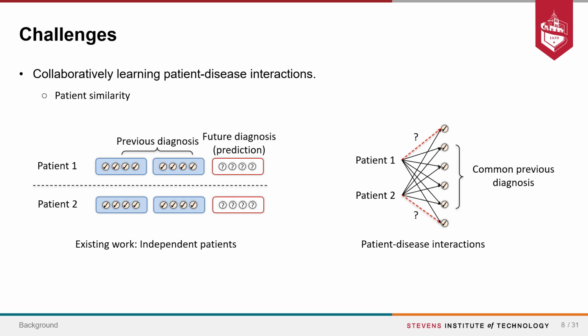For example, in the right figure, patient 1 and patient 2 are similar patients because they have many common previous diagnoses. It is highly possible that patient 1 will be diagnosed with an unseen disease that occurred in patient 2.